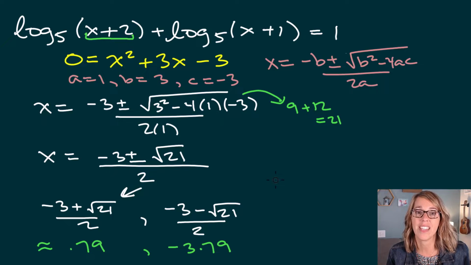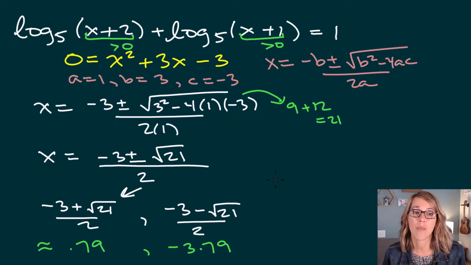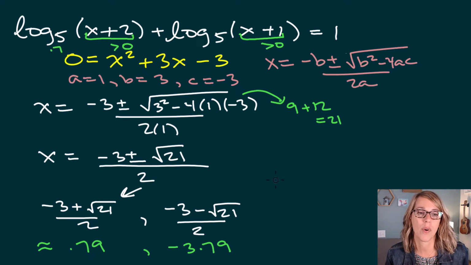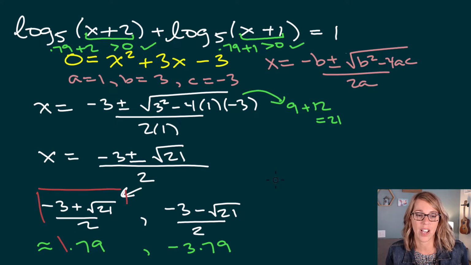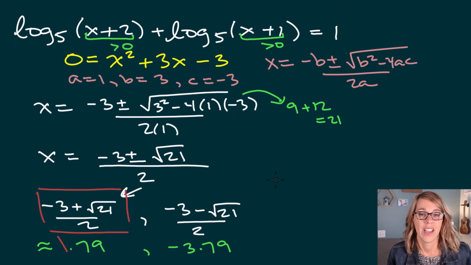I want to make sure that these possible solutions keep the argument, what's inside my logs, greater than 0, with both of them greater than 0. Let's check the 0.79 first. So that's going to be 0.79 plus 2, definitely greater than 0, and then 0.79 plus 1, also definitely greater than 0. So I can keep 0.79 as a solution, which actually I want to put a square around that one, my exact solution. Next, let's check -3.79.